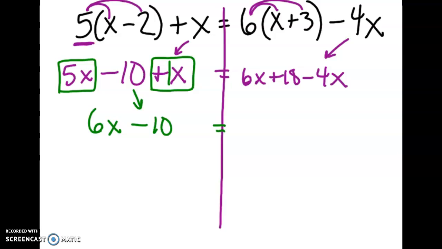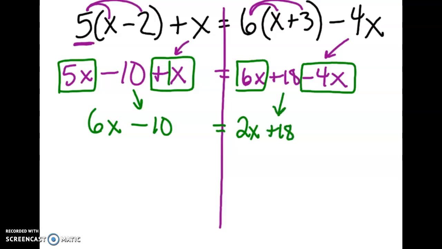On the right side, we also have x's to combine. We have a 6x minus a 4x. Notice this time there's a minus. Okay? So 6x minus 4x gives us 2x's, and then bring down the plus 18. Alrighty, so now that we've combined like terms, we are now in the addition and subtraction stage.